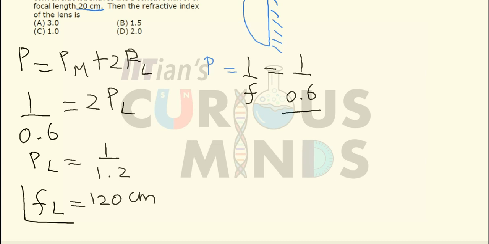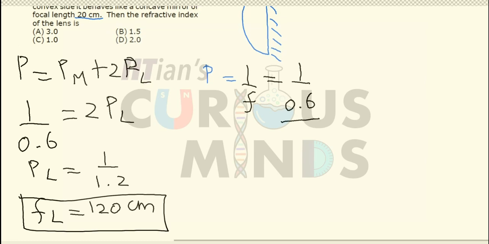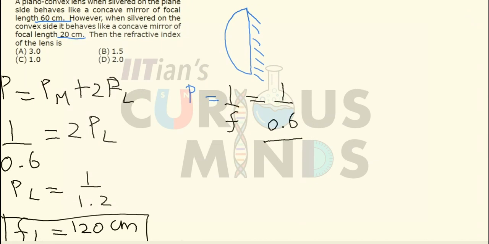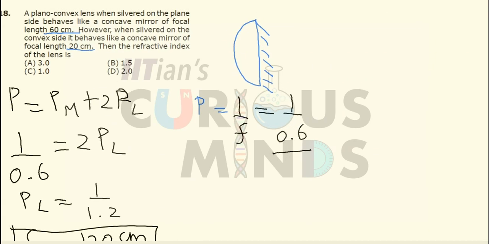Let this part be as it is. Now let us concentrate on the second part. In the second case, the curved surface is silvered. When the curved surface is silvered, again I will use the same formula.